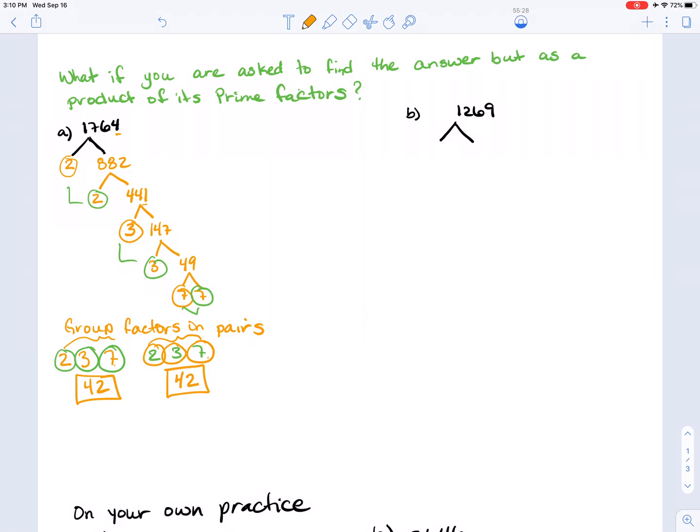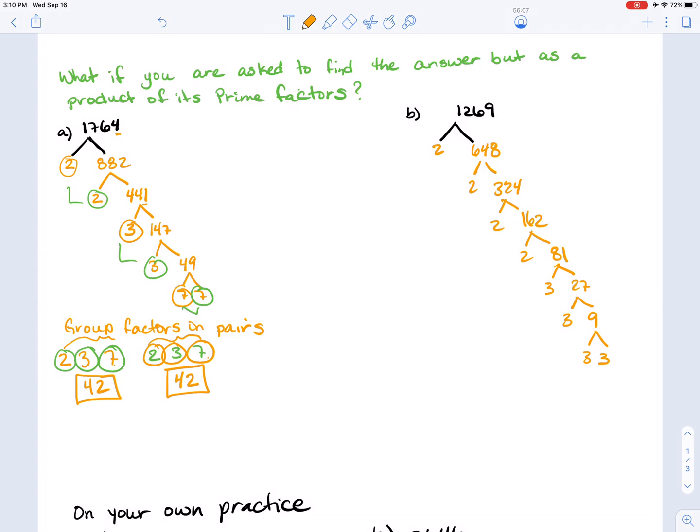Let's try 1296. So I'm going to start again with dividing by 2 first. Gives me 648. And then by 2 again, gives me 324. I'm going to divide that again by 2. Gives me 162. And divide that again by 2. Gives me 81. 81 is not divisible by 2, so I'm going to try 3. And that gives me 27. And I can do 3 again. Gives me 9. And 9 breaks down into 2 3s.